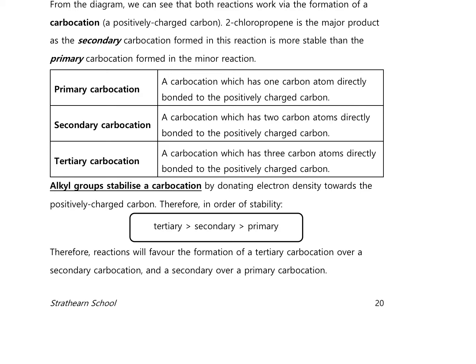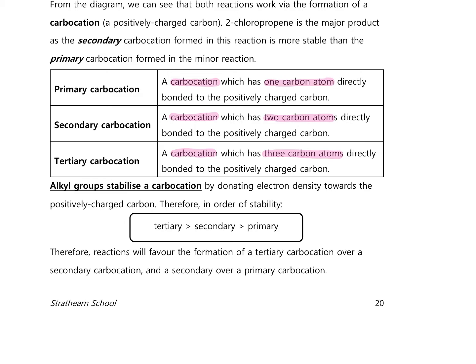And what you need to remember is that essentially a tertiary carbocation, which is a carbocation which has 3 carbon atoms directly bonded to it, is going to be more stable than a secondary carbocation, which has 2 carbon atoms directly attached to it. And that's going to be in turn more stable than a primary carbocation, which has 1 carbon atom directly attached to it. And that's because of the alkyl groups, which are essentially the carbon atoms directly attached to it. So for example, methyl or ethyl, or it could be a branched alkyl group.